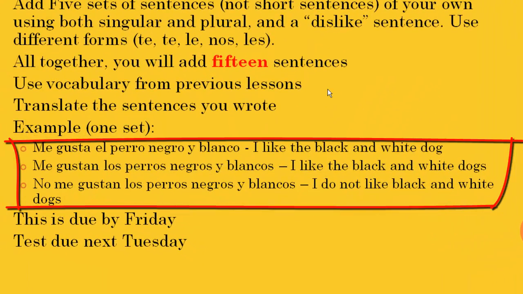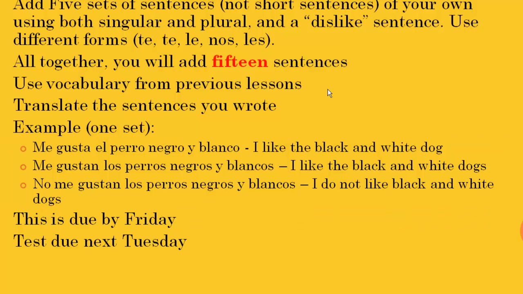So remember, here's an example. Me gusta el perro negro y blanco. I like the black and white dog. Okay, me gustan los perros negros y blancos. I like the black and white dogs. See, this one I use gustan because I like the black and white dogs is plural.